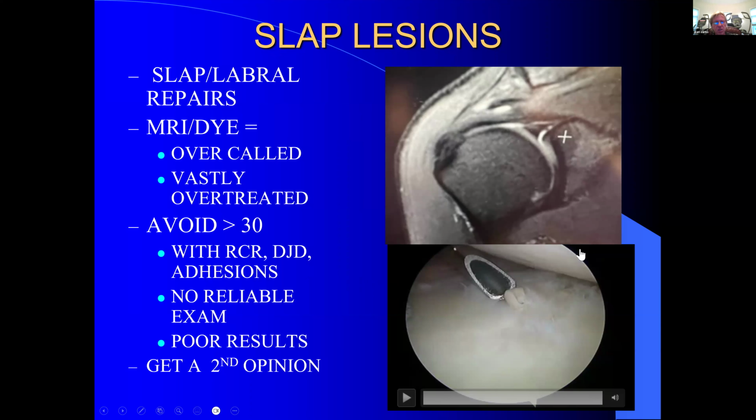And so again, vastly overtreated, especially if they're older individuals, over 30 to over 40, you look elsewhere for the problem. It's usually a rotator cuff issue or arthritis. There's no reliable exam for a SLAP lesion, and surgical intervention usually results in poor results and a secondary adhesive capsulitis. So again, we tend to shy away from that surgery if at all possible.